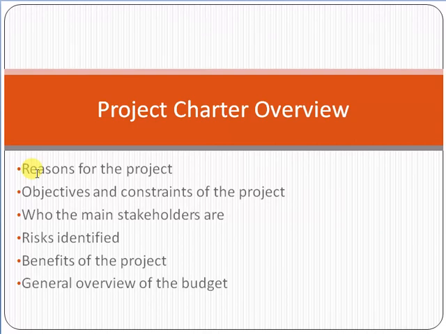Risk: any particular risk, we need to identify. The benefits: after implementing the project, what are the benefits and advantages we are seeking from the project. And a general overview of the project. So guys, this is the overall view, the overall ingredients of a project charter, which you can put as headings in the project charter.